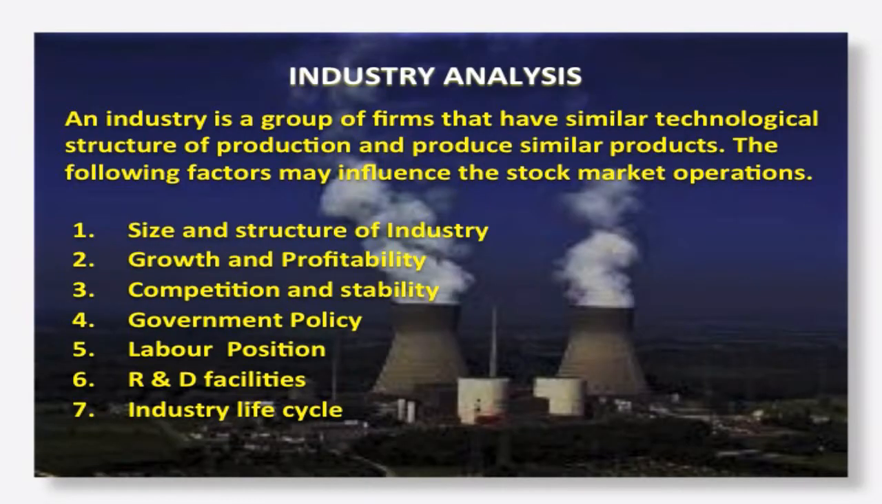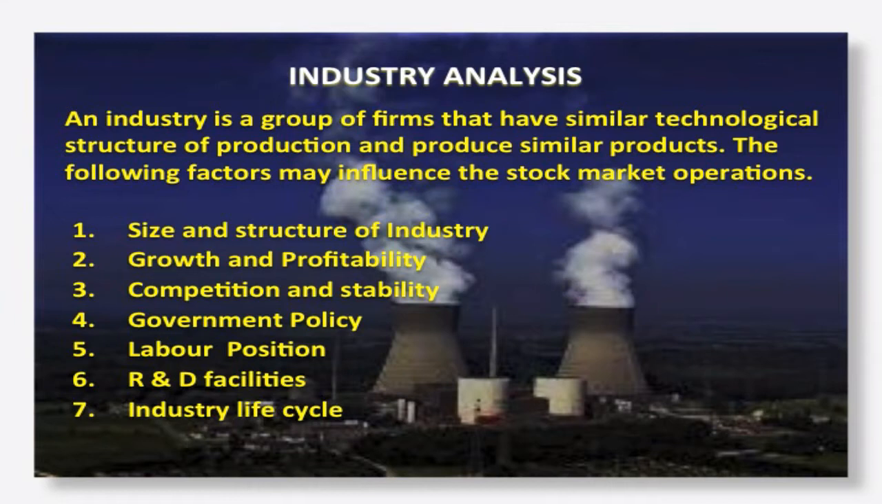Then after that we go for the specific aspect, industry analysis. An industry is a group of firms that have a similar technological structure of production and produce similar products. The following factors may influence stock market operations. One is the size and structure of the industry. The size and structure we can divide into three types: large scale industries, medium scale industries and small scale industries.